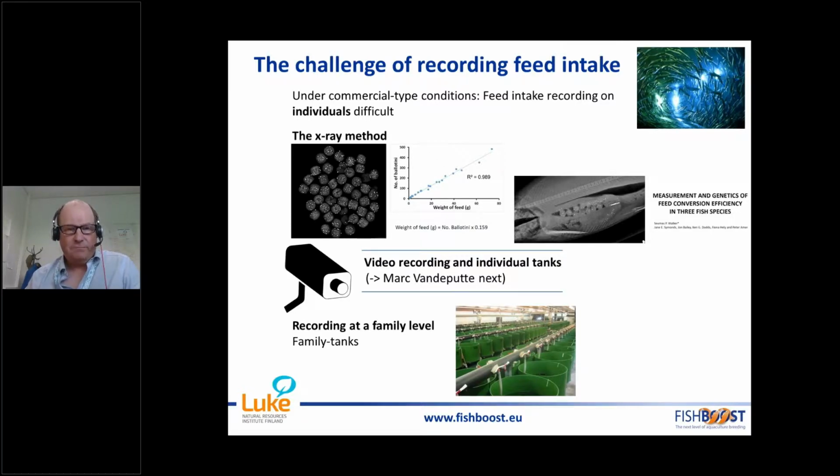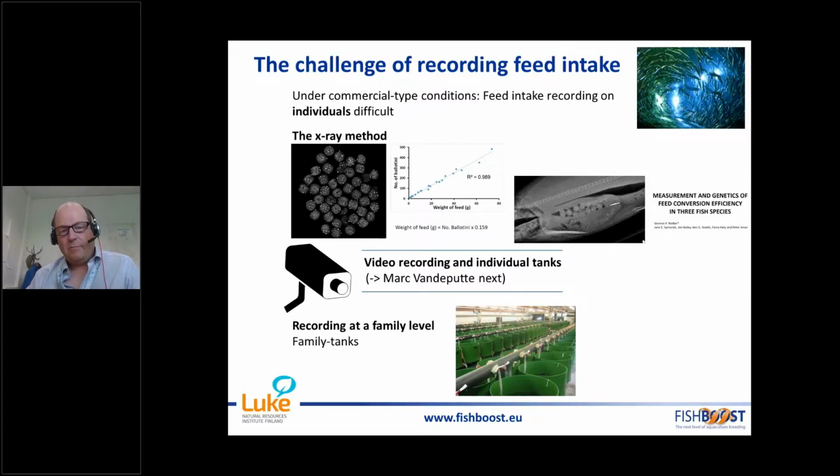We have used this method here in Finland, for example, in experiments. Additional ways to record feed intake are video recording or using individual tanks so that you can see who is eating at what time. Mark van de Putte will talk next about these methods, so you will see how they can be used.